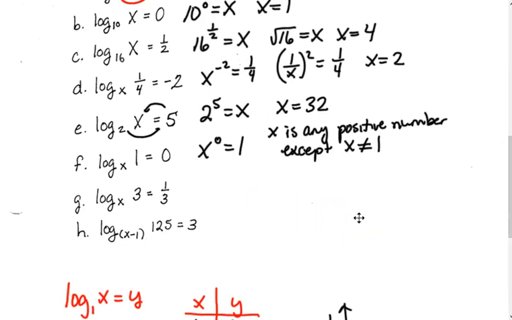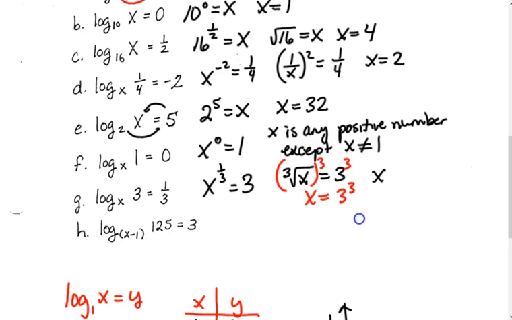Okay, back to G. X to the 1/3 is equal to 3. So that's saying the cube root of x equals 3. Well, I can quickly figure that out by just cubing both sides. In other words, x has to equal 3 to the 3rd, so x is 27.